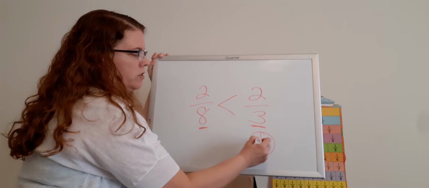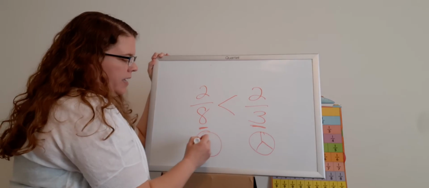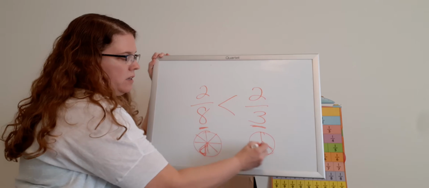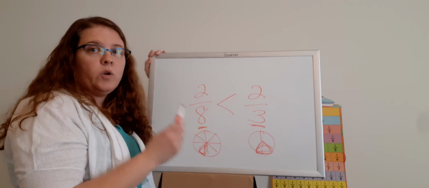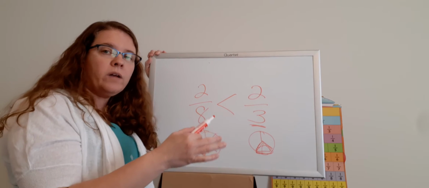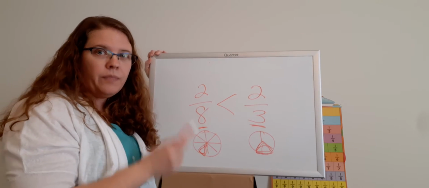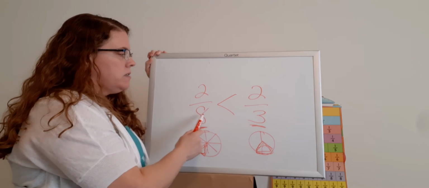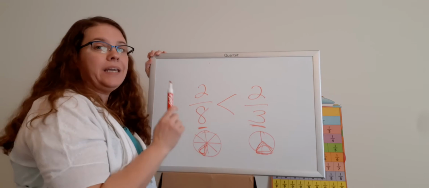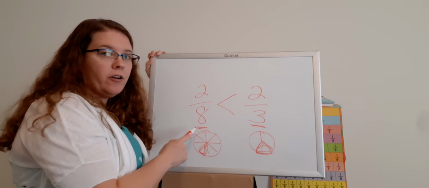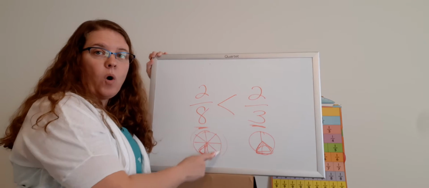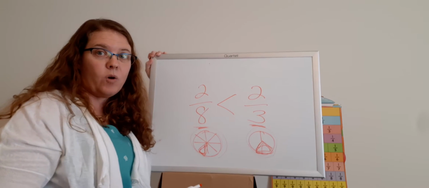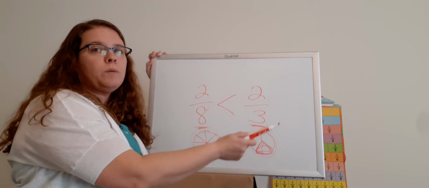So if I have thirds, there's my thirds. If I have eighths, there are my eighths. Look at how small this piece is compared to this big piece, right? Okay, so you have to kind of think differently when we are comparing denominators. This only happens when your numerators are the same, okay? So 2/8 is less than 2/3 because 8 is a denominator, and that means I have 8 pieces out of the whole, and thirds is the denominator. It means I have 3 pieces out of the whole, which means my 3 pieces are going to be bigger.